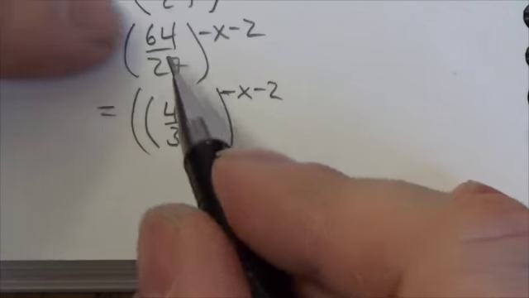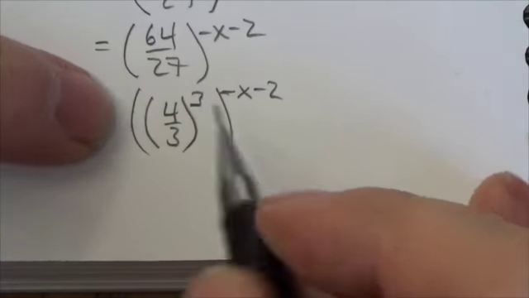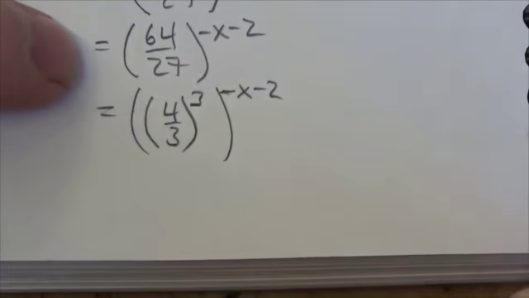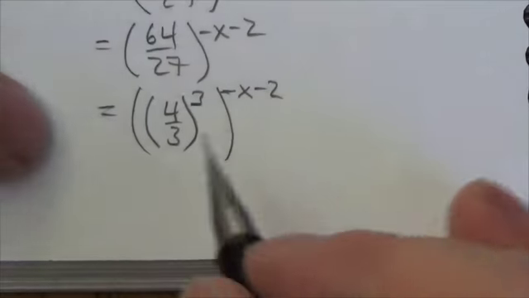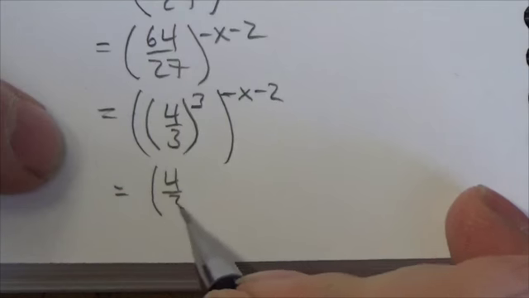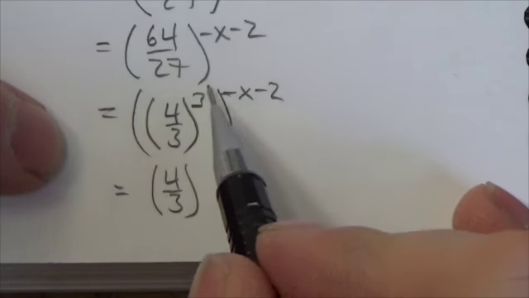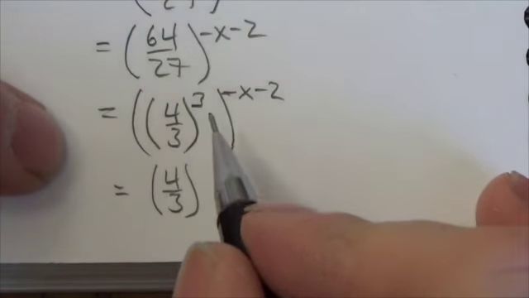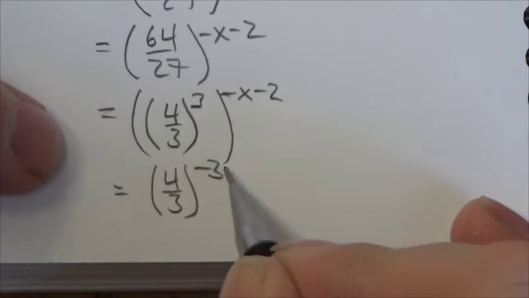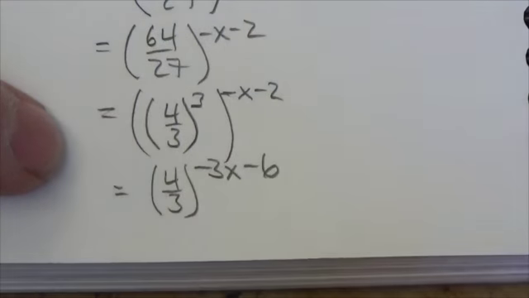64, 4, what is that? Good, look at that. They're both cubed. 4 cubed is 64, 3 cubed is 27. Now, if you don't see that right off the top, that's okay. A little bit of playing with that, and you'll see it pop out for you right away. So 4/3, and then again, remember to distribute that 3 through, because it's now 3 multiplied by that whole exponent there. So negative 3x minus 6. That's what we're looking for.